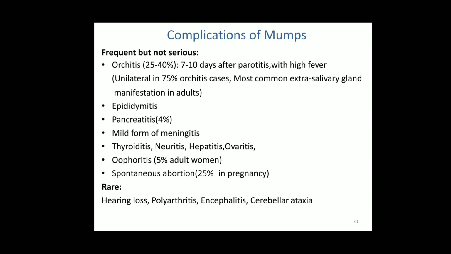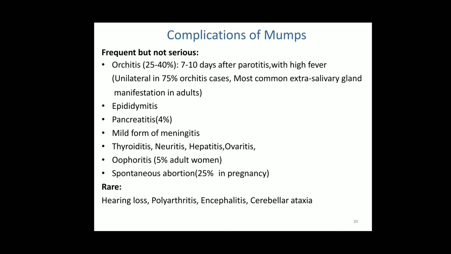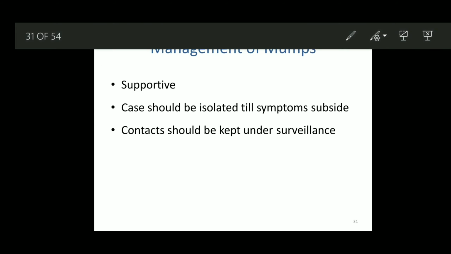Other complications include a mild form of meningitis, thyroiditis, neuritis, hepatitis, oophoritis, and spontaneous abortion in case of pregnancy. In rare cases, you can see hearing loss, polyarthritis, encephalitis, and cerebellar ataxia. So these are the complications of mumps.